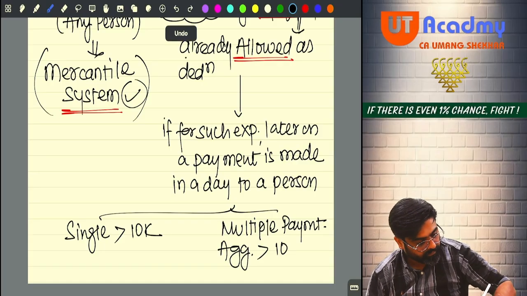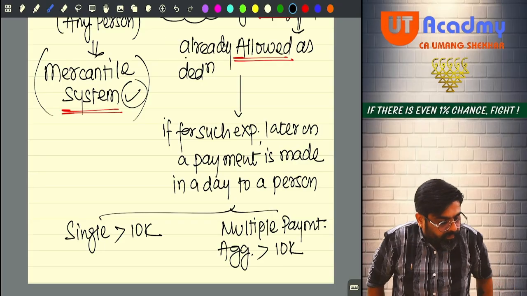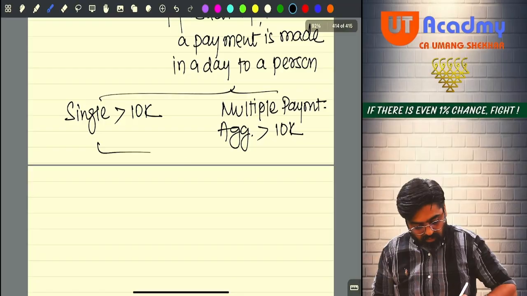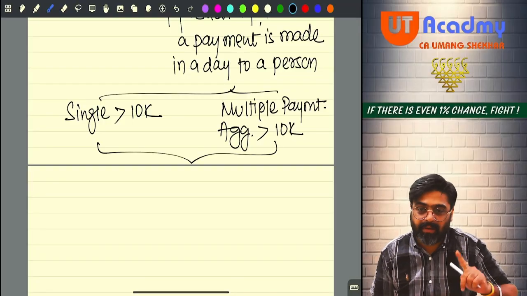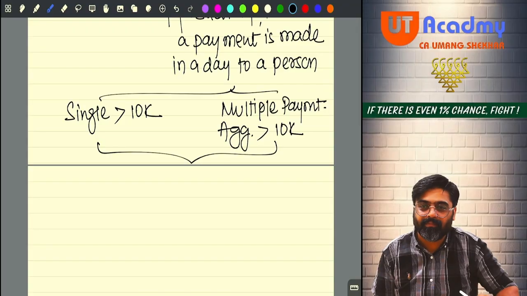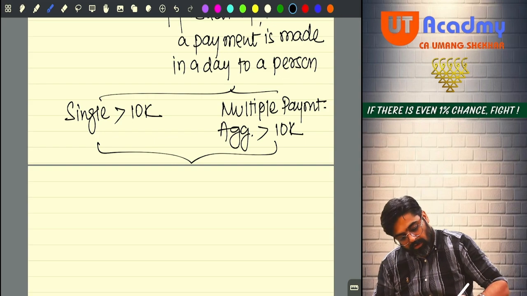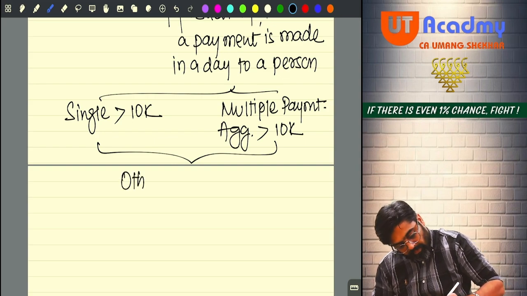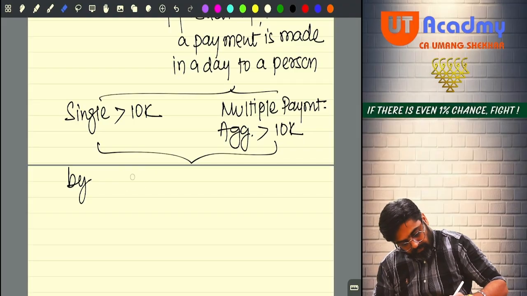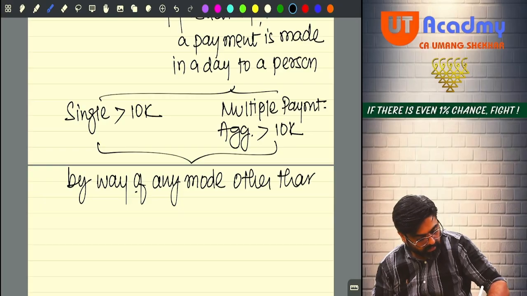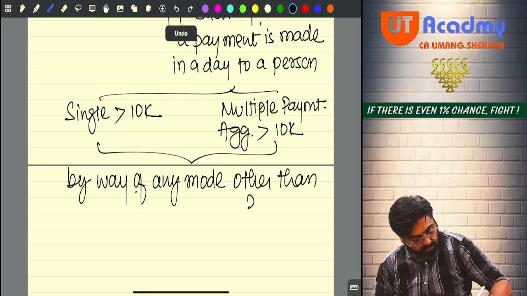Getting my point, everyone? So don't you think that this should also be paid by way of prescribed mode only? Even this payment should be made by way of prescribed mode only, no? So this was paid by way of any mode but other than prescribed mode.